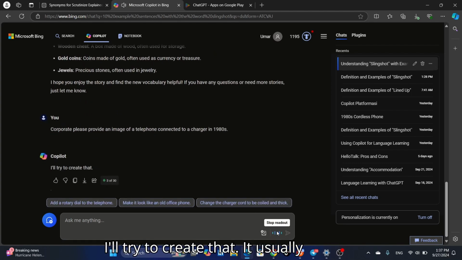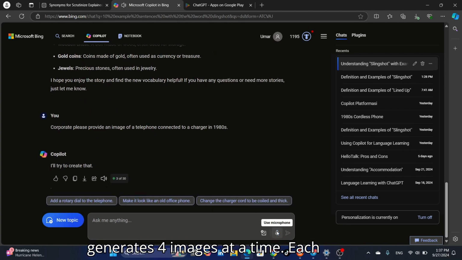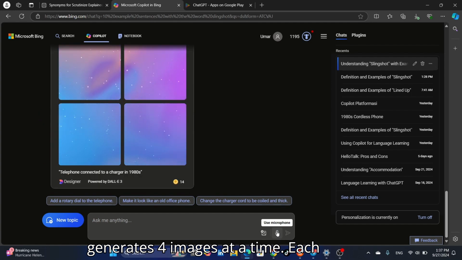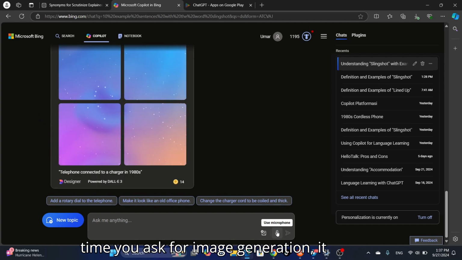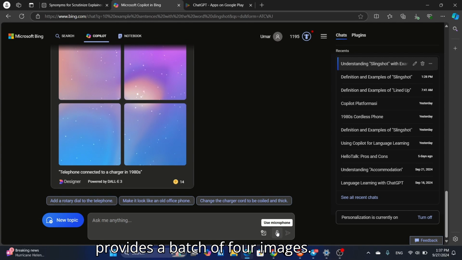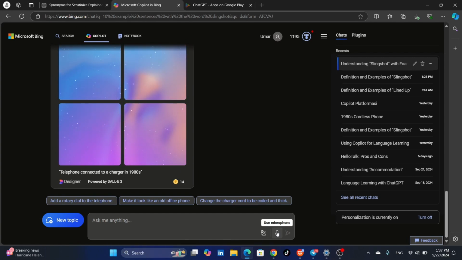I'll try to create that. It usually generates 4 images at a time. Each time you ask for image generation, it provides a batch of 4 images.